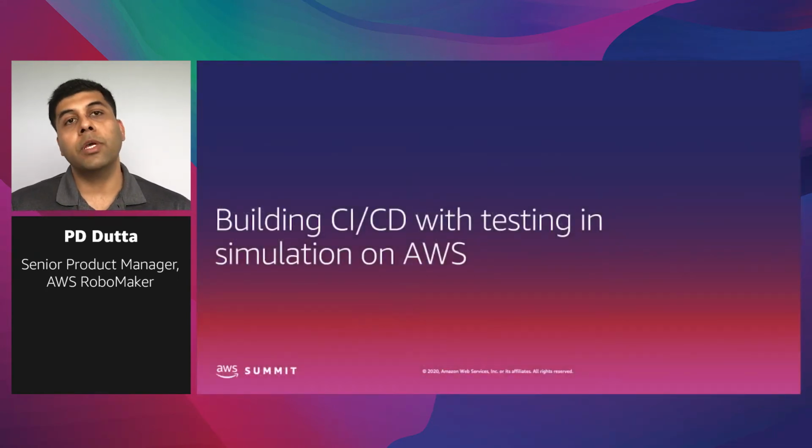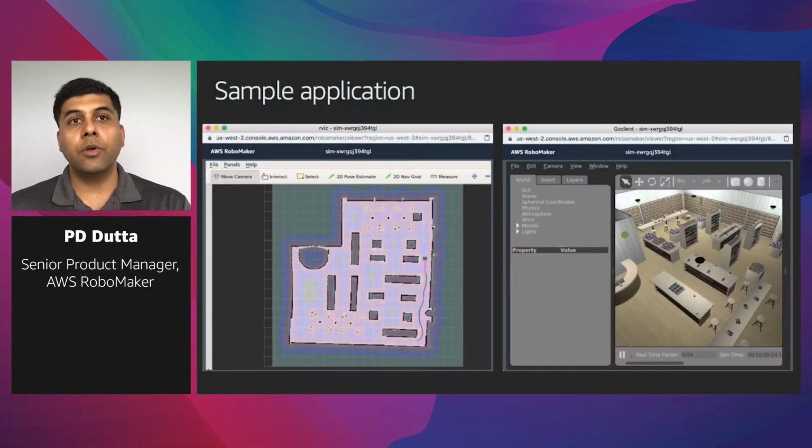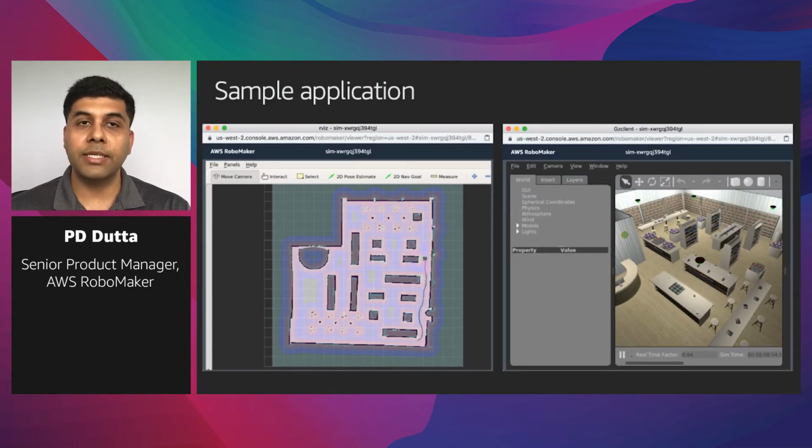So let's look at how you can build a CI/CD pipeline and test in simulation with AWS services. Today we're going to run tests for one of the sample application programs we have in RoboMaker. This is a CloudWatch sample application where a turtle bot is placed in our simulation bookstore world. In this test, we specify a random point as the destination, and the robot uses its navigation stack to find the optimal route to navigate to its destination.